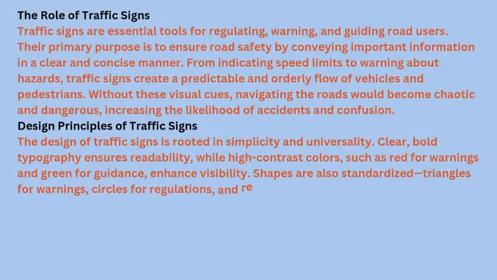directions or services. Green is typically reserved for directional signs, while white and black are used for regulatory purposes, such as speed limits. This universal color scheme ensures that drivers across the globe can interpret signs quickly and accurately. Types of traffic signs.